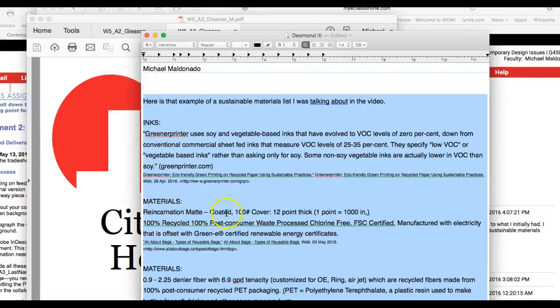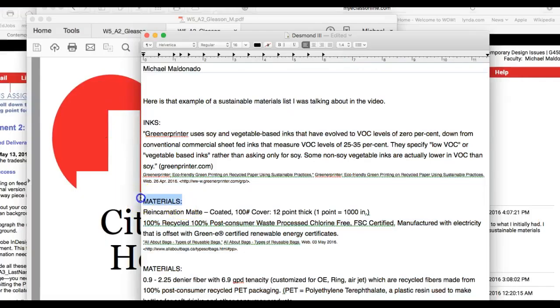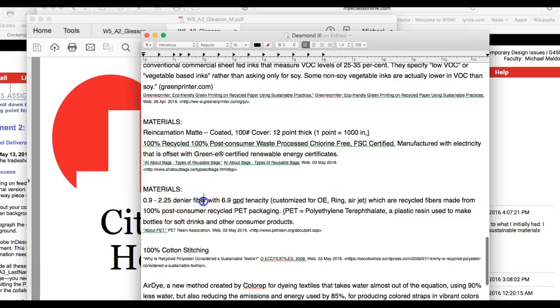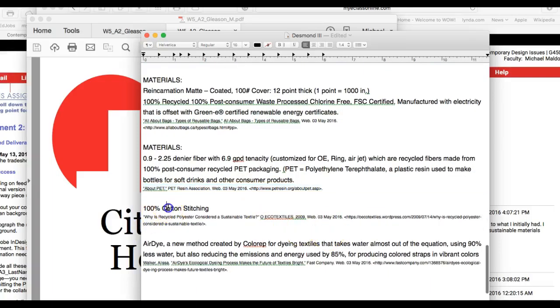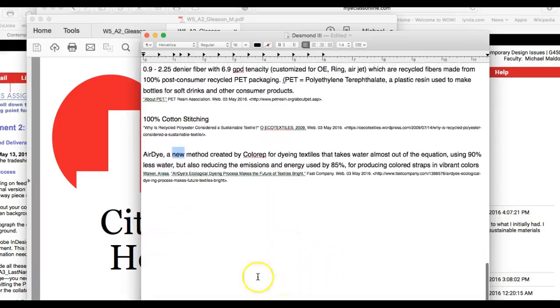Inks, materials, and then see, it gives the material, and then it gives what it is, how it was manufactured, and then the research citation, so that it adds some credence to the claim. Again, the material here is this fiberboard, and then what it's made of, and then the research citation. The stitching for the bag is 100% cotton stitching, that's it, and then that's the citation, and the air dye. So you see what I'm saying? So take a look at that.